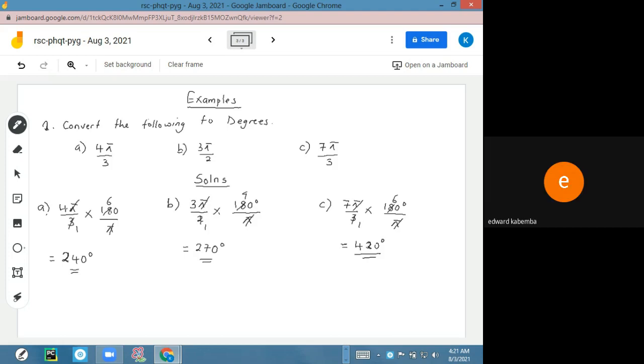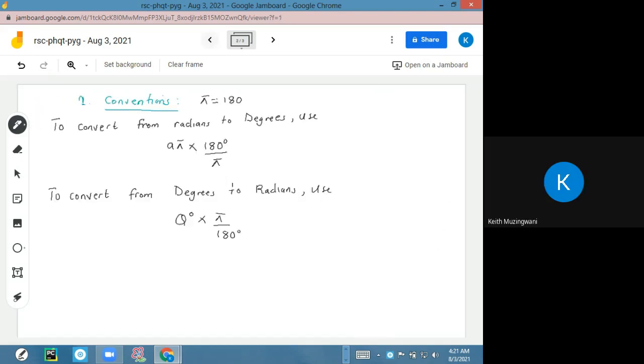Now, sir, why are we using 180 instead of 360? No, because we are using this fact here that pi is the same as 180. We know that 2 pi is exactly the same as 360. But if I'm using this, I can always simplify it. So it will come back to pi is equal to 180.